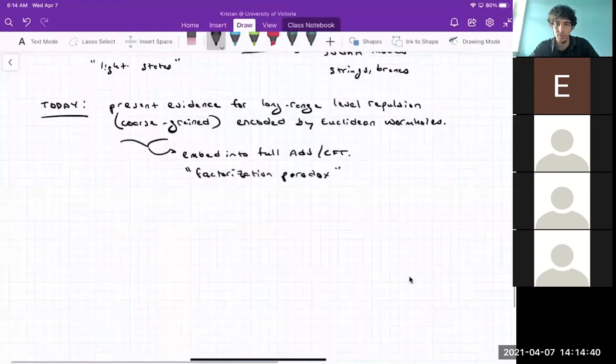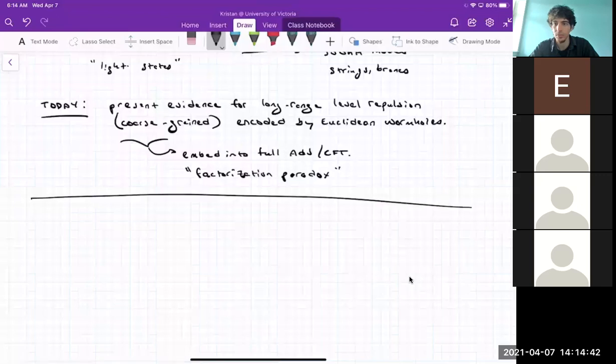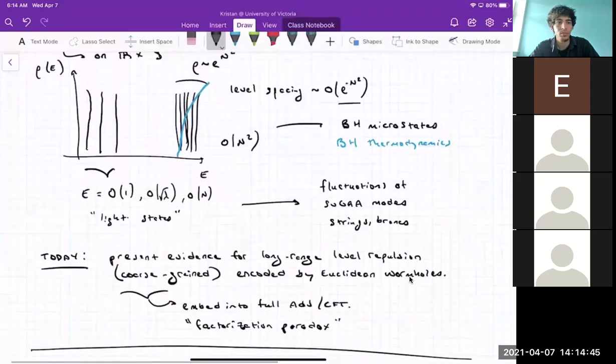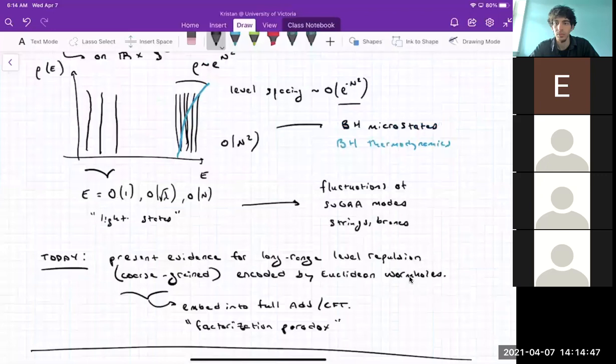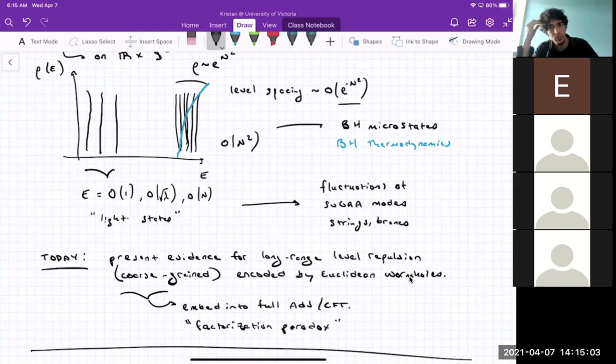Can I ask a question, Kristan? Yeah, of course. So regarding the spectrum that you draw, the light operators with order 1 dimension or energy of the state. If I'm referring to AdS5 cross S5, the classic example, those are Kaluza-Klein modes on S5. So we know everything about those.